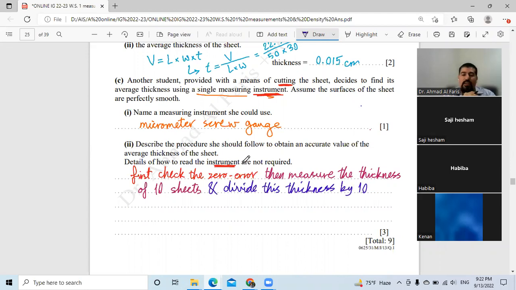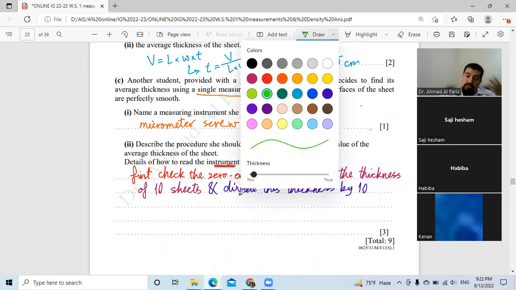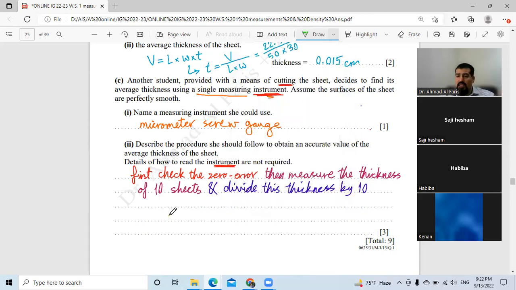Okay, there's sometimes an extra mark in the mark scheme. Do not press, do not tighten a lot on what? On the sheets. Thank you, Tina. So what? It will not press them more. And here, because they said details of how we can read the instrument are not required, I can't say anything about parallax error, okay?